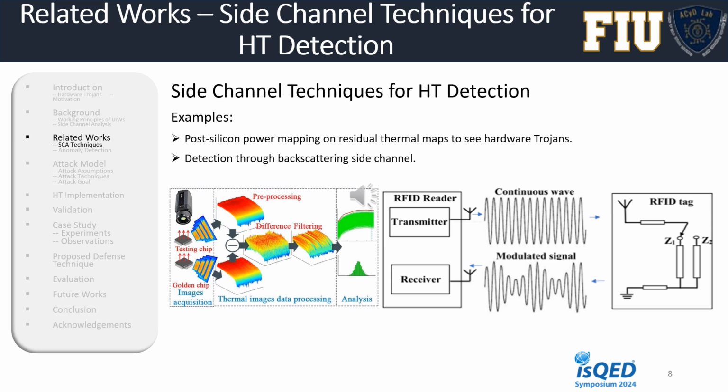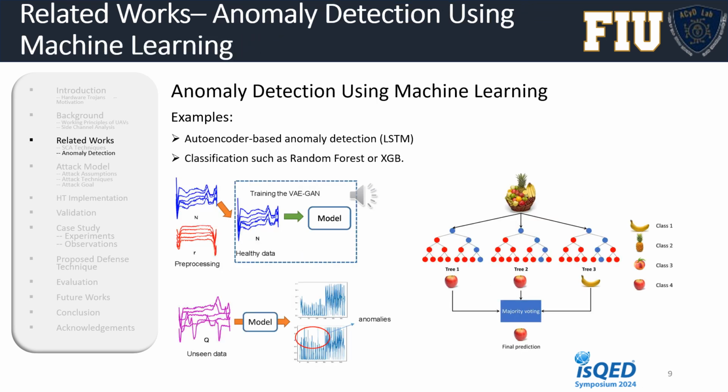As previously mentioned, machine learning can be used in order to detect anomalies. Some examples are autoencoder based anomaly detection, which is based off LSTM, and classification such as random forest or XGBoost. Here you can see some examples of how it works.